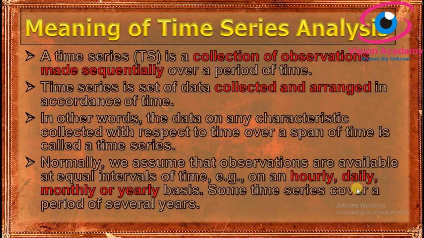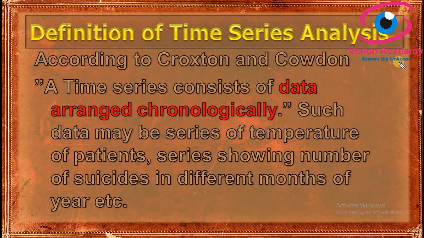Then let us see a definition of time series analysis. In the words of Croxton and Cowden, time series analysis consists of data arranged in chronological order. Whatever the data you collect, it must be arranged in chronological order, such as weekly, daily, hourly, monthly, and yearly. Such data may be temperature of patients or number of suicides in different months and so on. Such data must be arranged in chronological order. This can be termed as time series analysis.